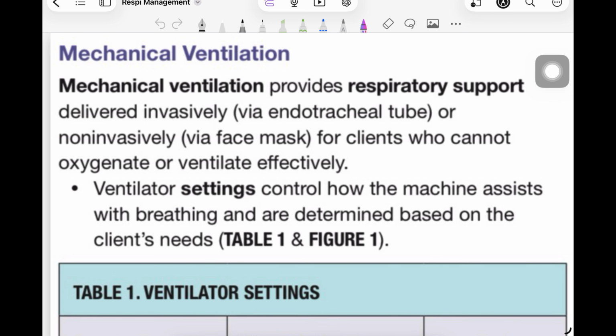Mechanical ventilation provides respiratory support. It is a machine, guys. Yung machine na yon, tinatawag nating what? Ventilator. Of course, this machine helps the patient breathe when the patient cannot breathe on their own or cannot breathe adequately on their own. It is delivered either invasively via endotracheal tube or tracheostomy, or non-invasively naman via face mask for clients who cannot oxygenate or ventilate effectively. Non-invasive by the use of your CPAP or BiPAP. Na-discuss natin noon. Okay?